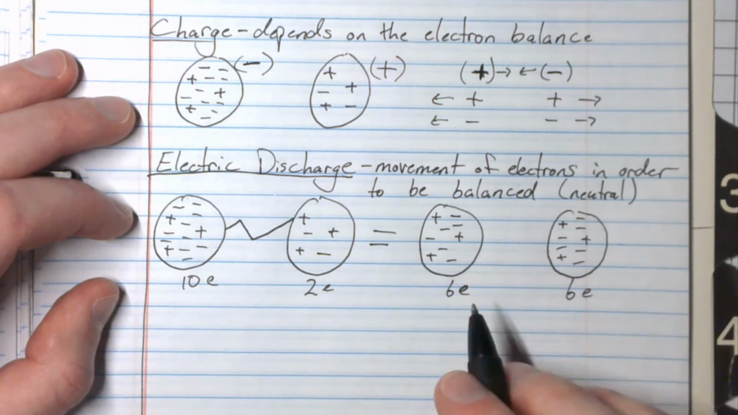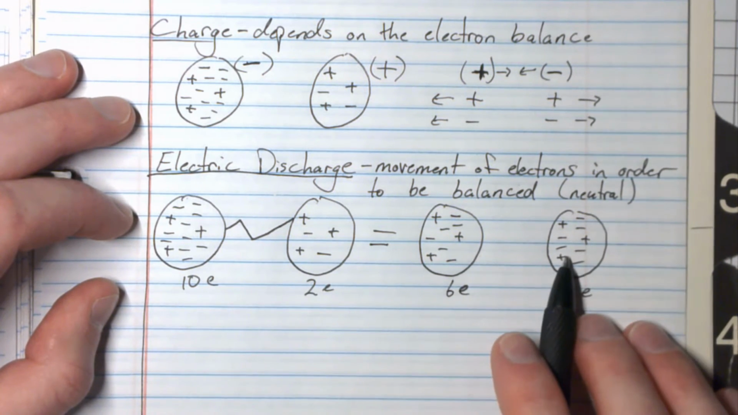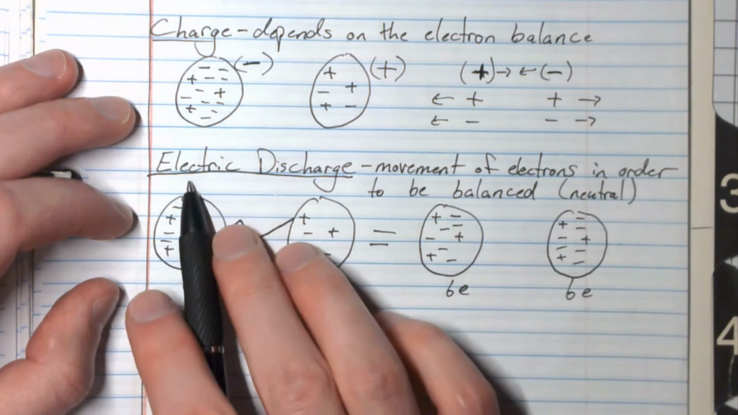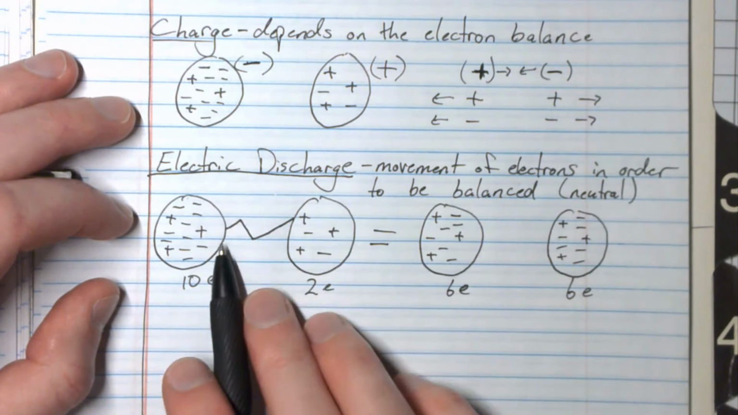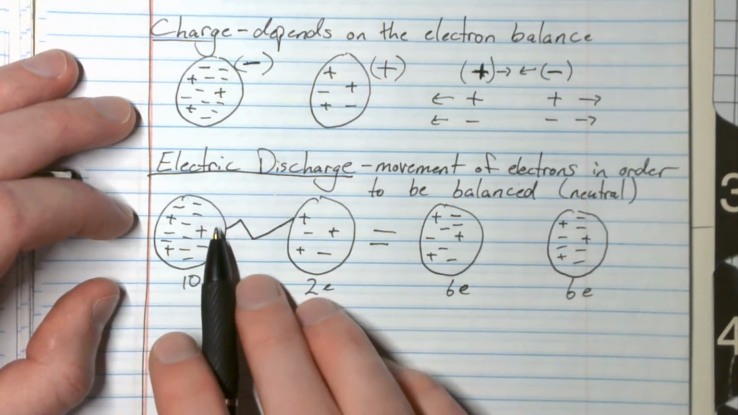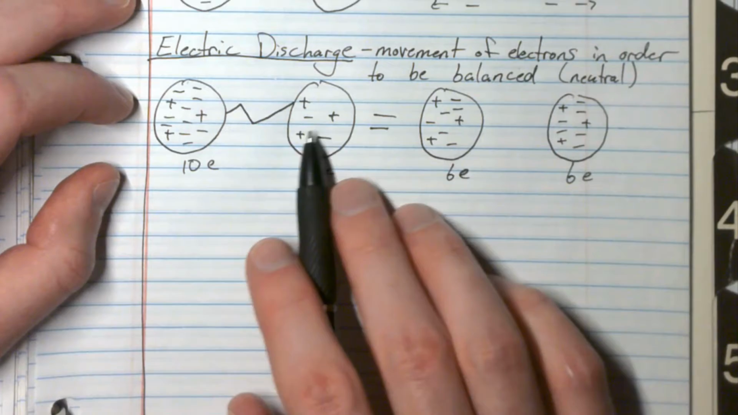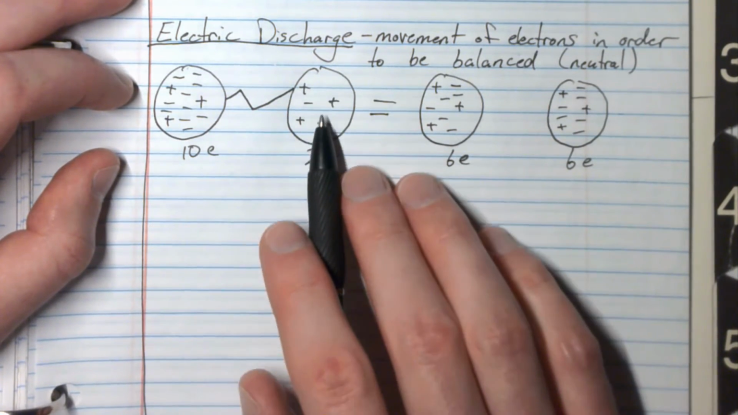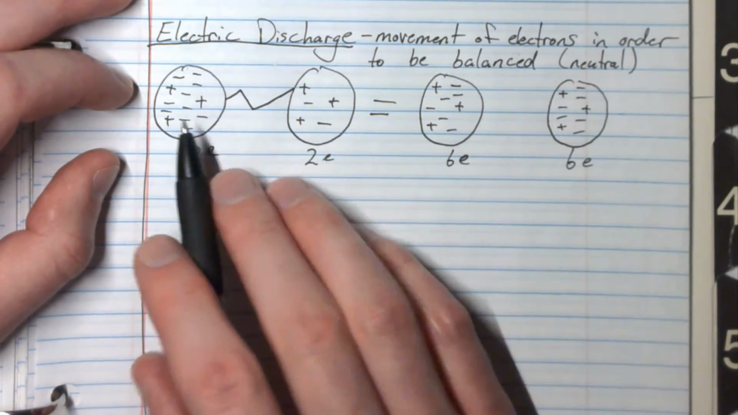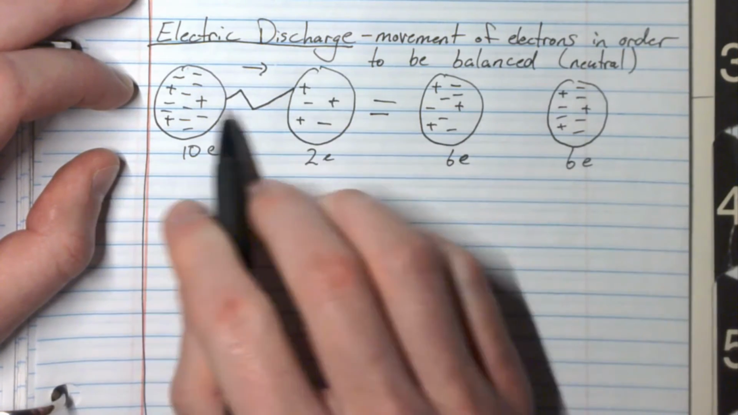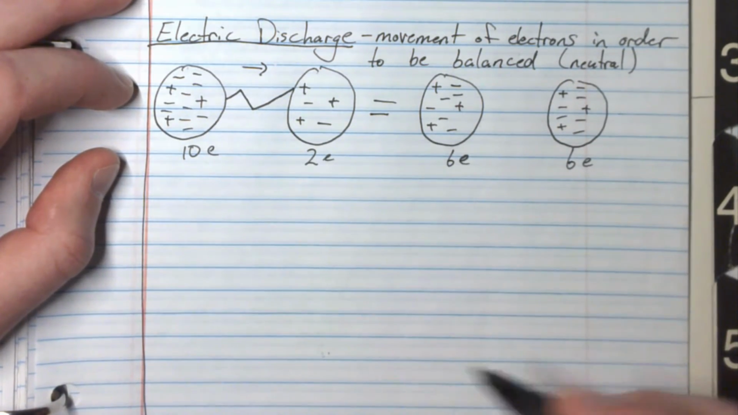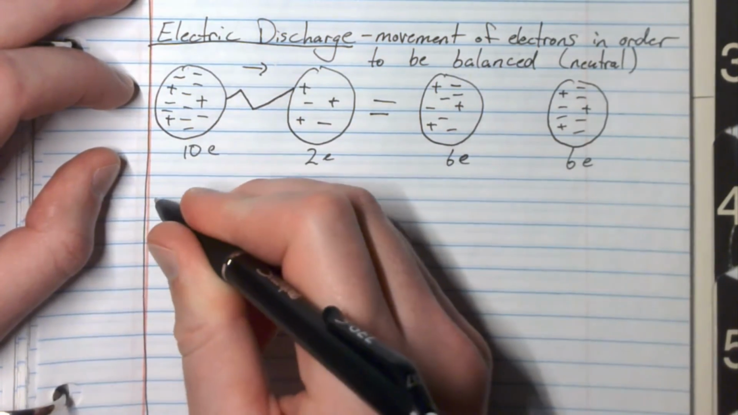So they balanced out. But in order to do that, they needed to do this electric discharge, this movement of electrons from one with really high amounts of electrons to an area of low electrons. It's not going to go from here this way. It's definitely going to go from high to low. Okay, and that leads us to lightning.